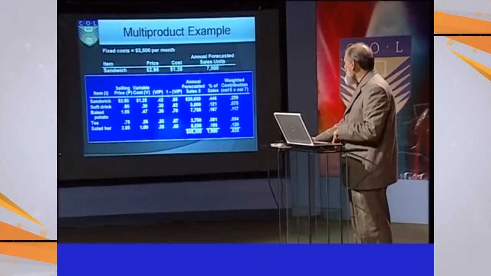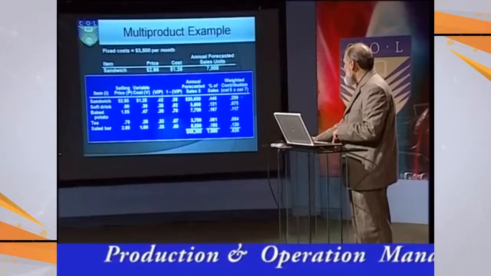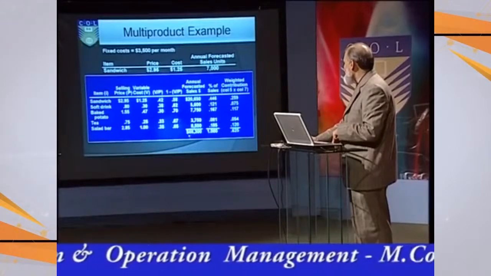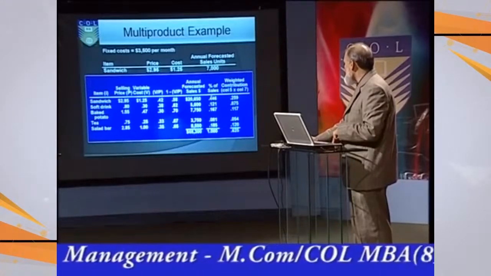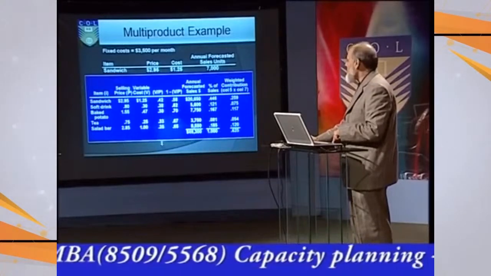Now, using these figures, let's say for the item, selling price, then variable cost, V over P, formula 1 minus V over P, annual forecast of sales, percent of sales, weighted contribution, which is column 5 into column 7. We came up with annual forecasted sales of 46,300, percent of sales 1, and so on. This is how we handle the multiple products.